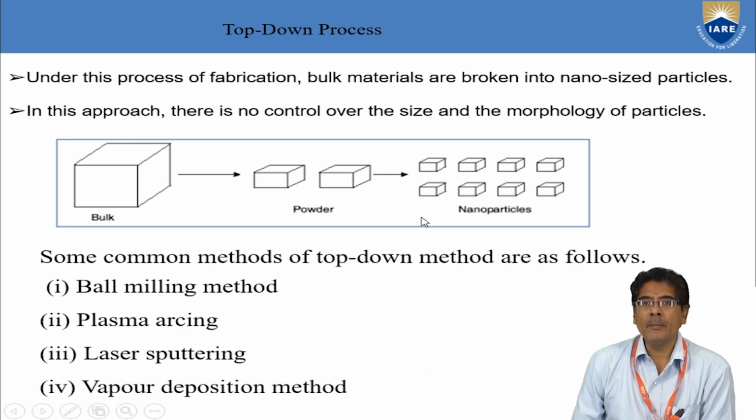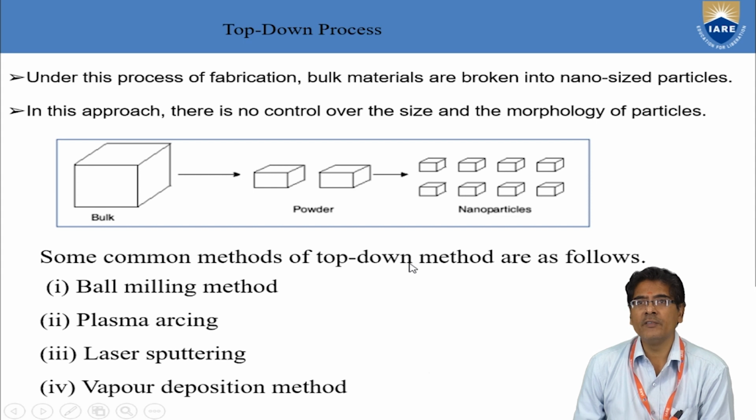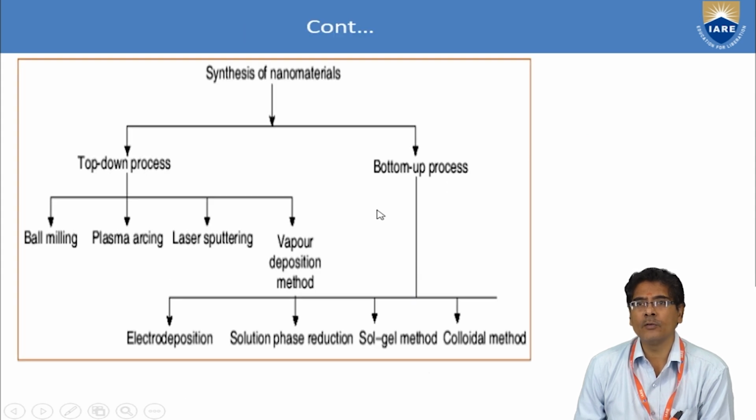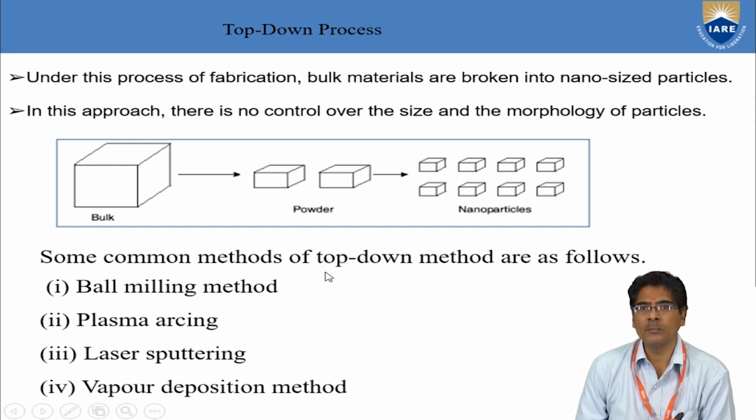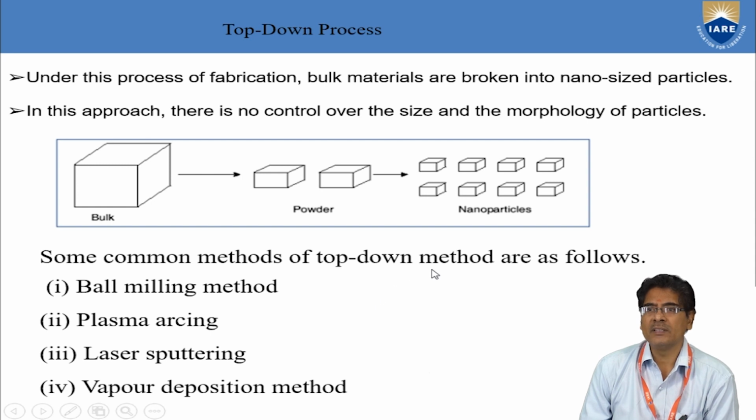Some common methods of the top-down approach, as we have seen in our previous flow chart, are the ball milling method, plasma arcing, laser sputtering, and vapor deposition methods. These are the different methods where the top-down approach can be employed.